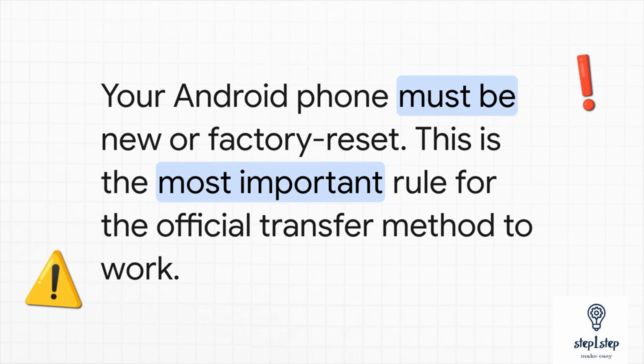Okay, pay attention because this is probably the most important rule of this whole process. Your Android phone absolutely must be brand new, right out of the box, or factory reset. You can't transfer your chat history to a phone you've already been using. There is no workaround for this with the official method.